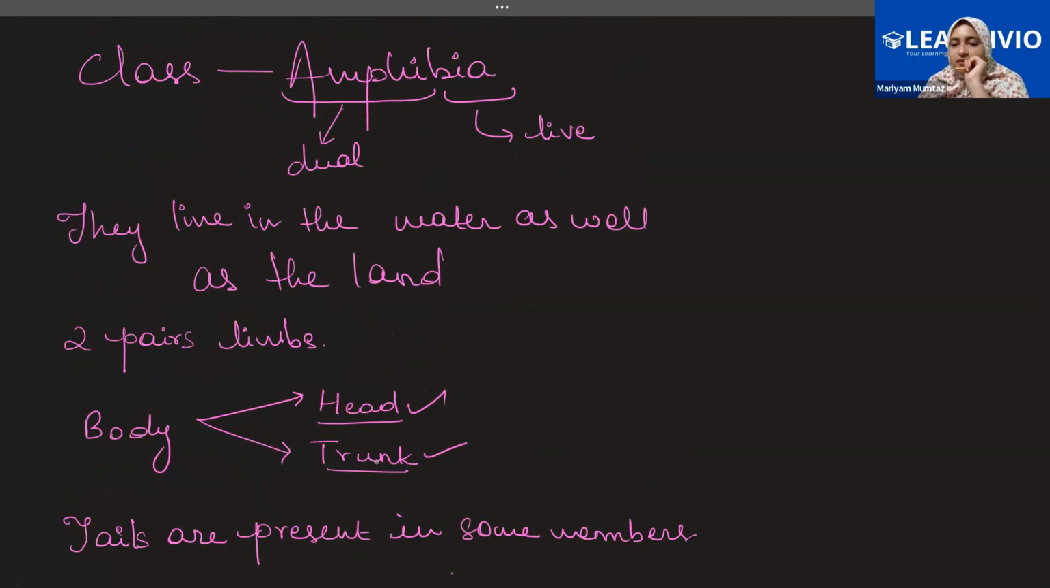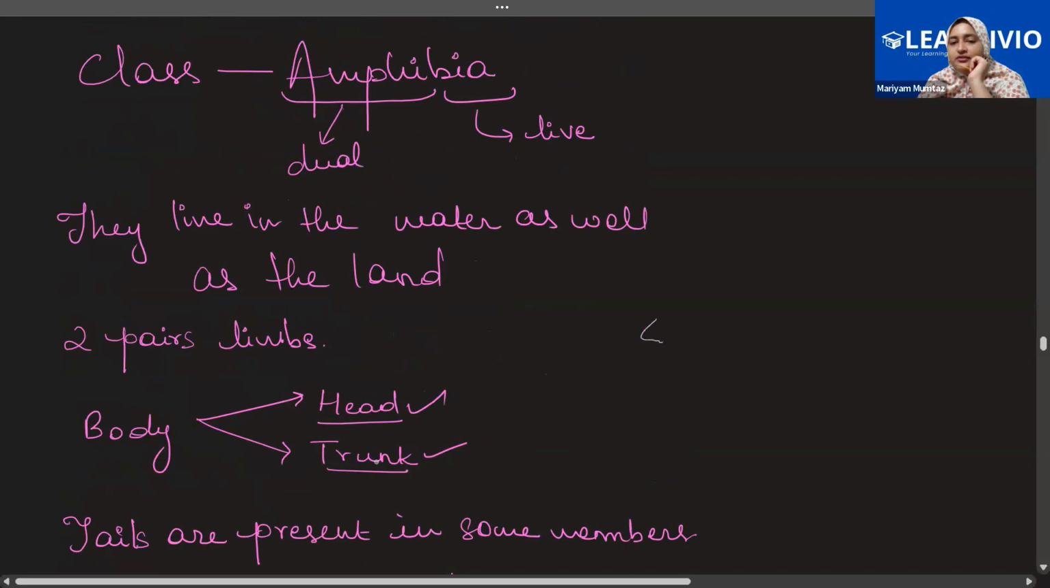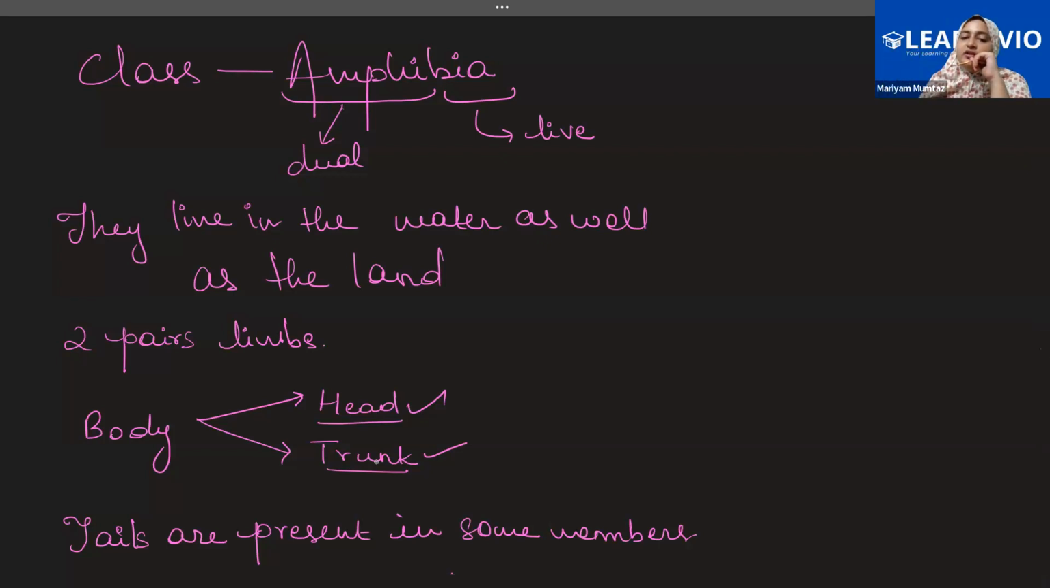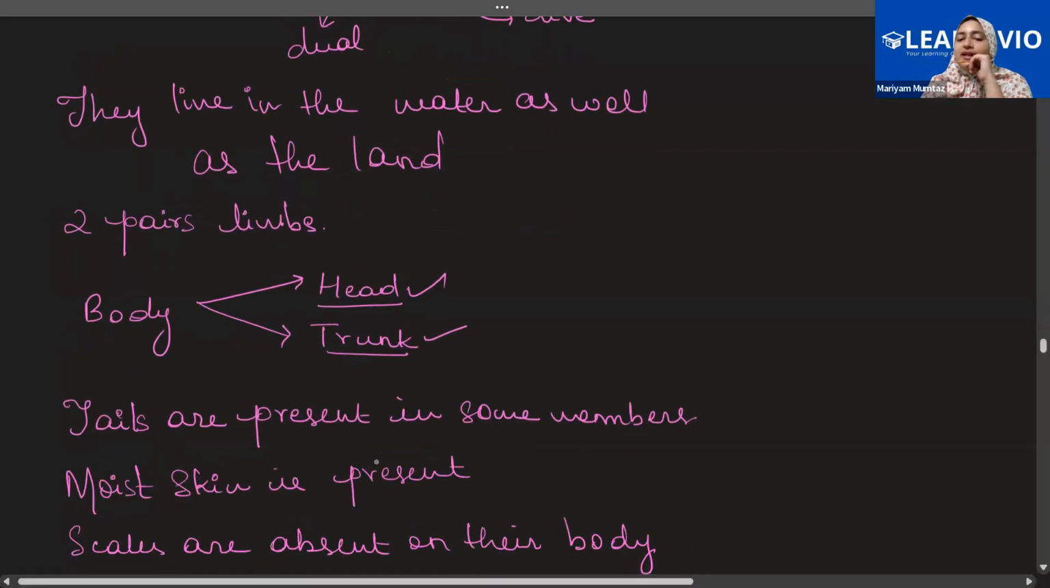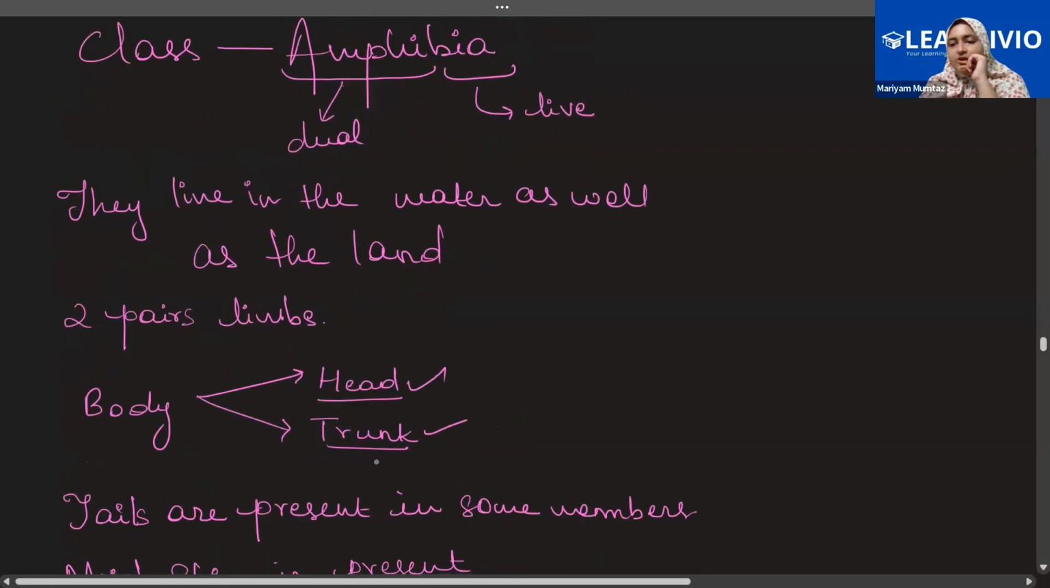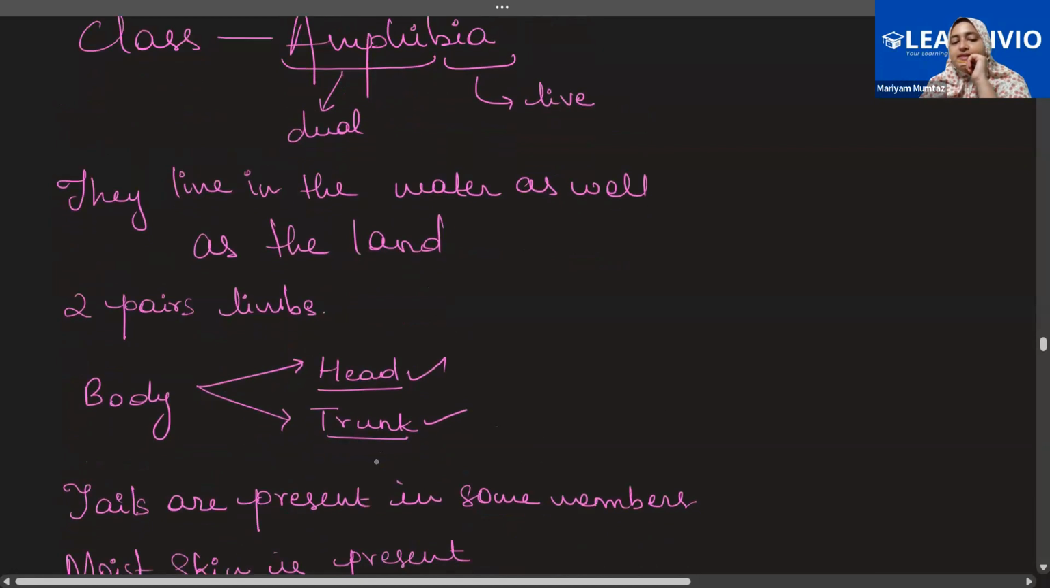How many of you have seen a frog? Right? So the frog sort of looks like this. I mean, I don't know, this is not looking like a frog, but you people understand the basic idea as to they have a head and they have a trunk. They don't have a neck, they don't have an abdomen, nothing. The whole body has been divided into head and trunk. Tails are present in some of the members of amphibia, but you know that frogs don't have tails.